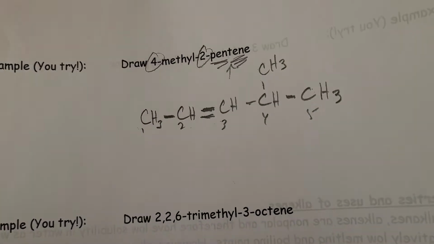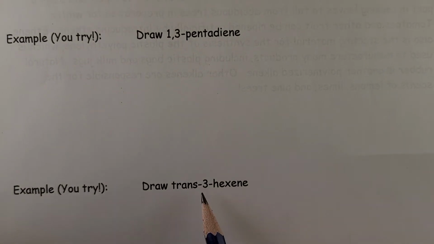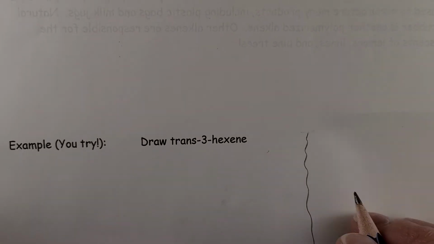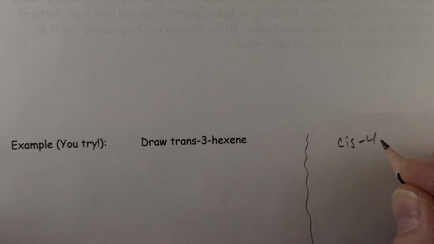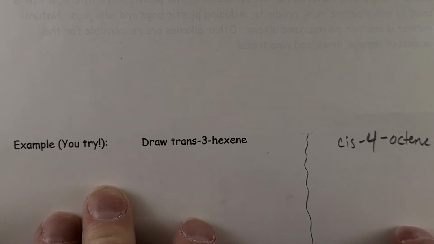At the very bottom of the page, we do run into a trans geometric isomer, and we're going to add another one here, a cis version too, so we can see how that works. We'll add cis 4-octene. So you may want to pause the video and just get a jump start and see if you can do these.